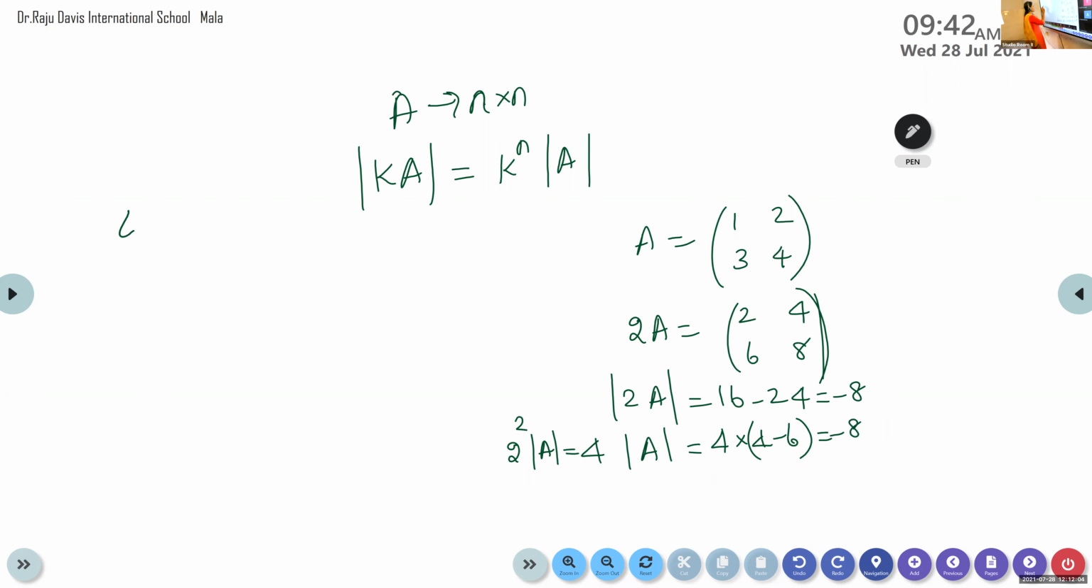Listen children, listen. Suppose A is a 3 by 3 matrix. Then what will be the determinant of 2A? Try this. If it is an n by n matrix, determinant of kA is k raised to n into determinant A. So, if A is a 3 by 3 matrix, what will be determinant of 2A? 2 raised to 3 into determinant A. Very good.